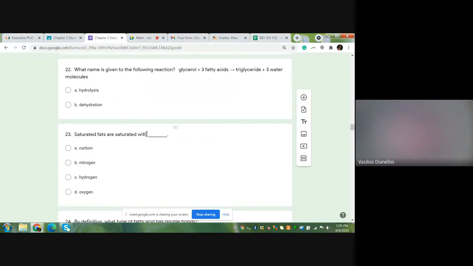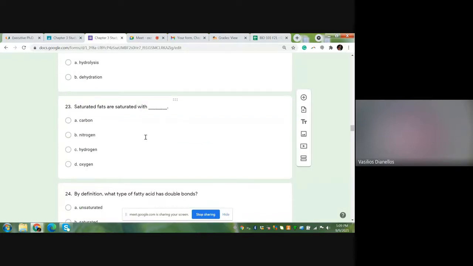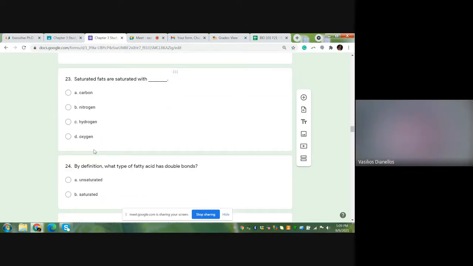All right, 23 is pretty straightforward. You need to know it. What are saturated fats saturated with? Hydrogen, right? Every single carbon is bonded to hydrogen, just know that they're saturated with hydrogen. We won't have time to talk about what we've already talked about. Any questions about number 23?